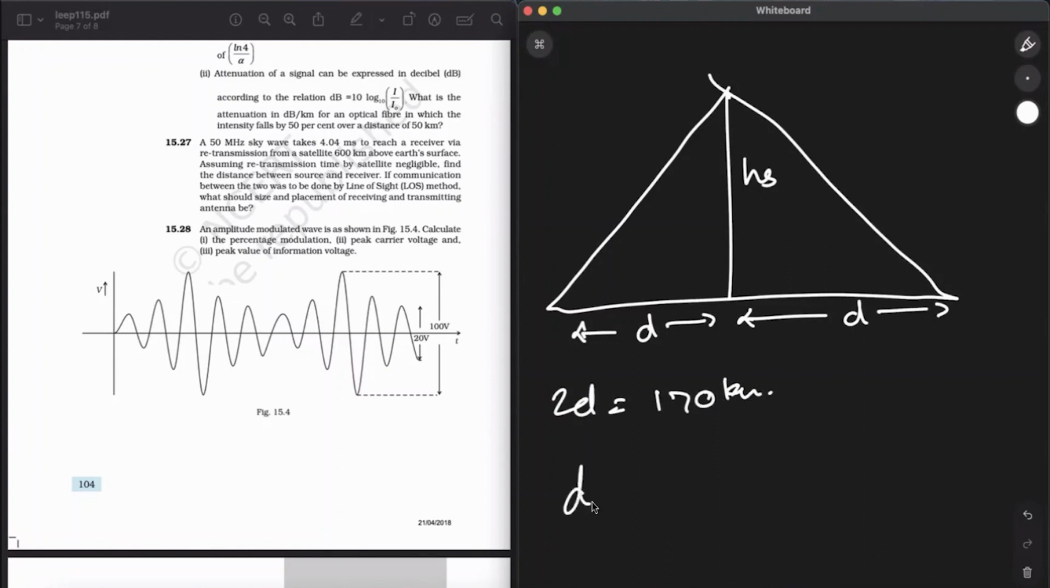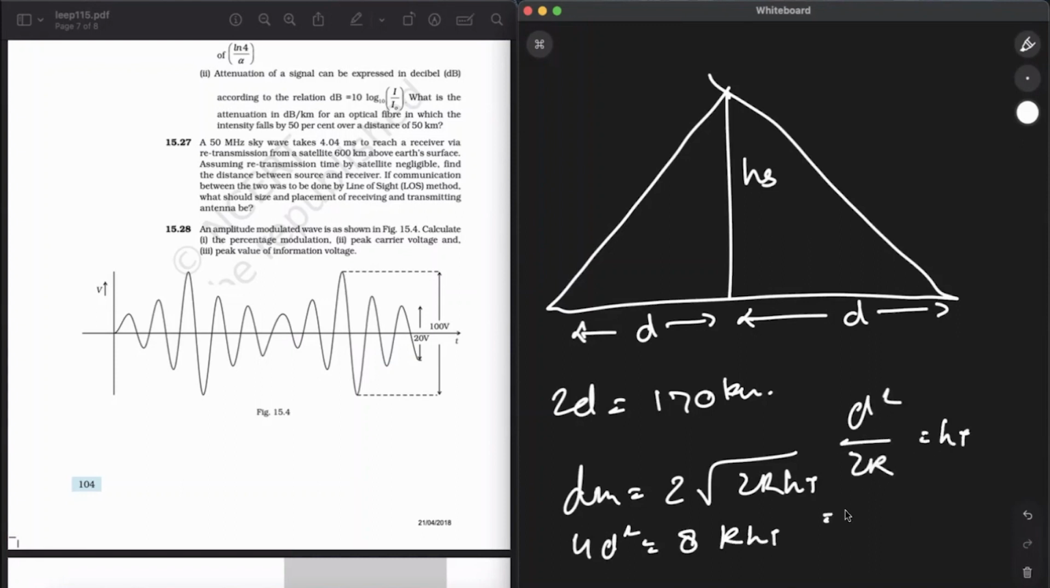Okay. Now if I want to find the d, it will be 2 times the square root of 2rht. Okay. So 4d square is equal to 8rht, and d square upon 2r is equal to ht. The value of d square is known, 7236 upon 2 into 6400. 7236 divided by 6400 divided by 2. So it will be 0.565 kilometers. So that will be 565.3 meters. Alright.